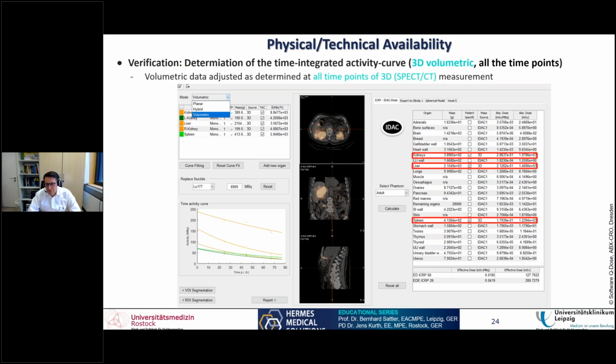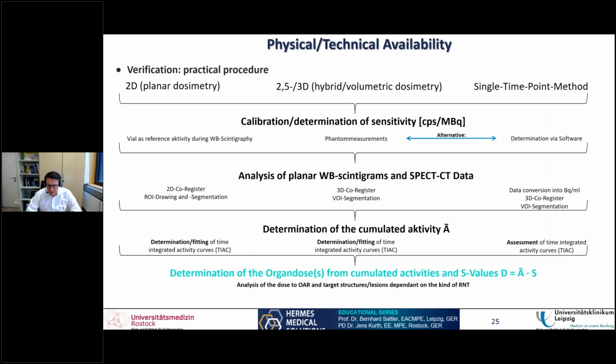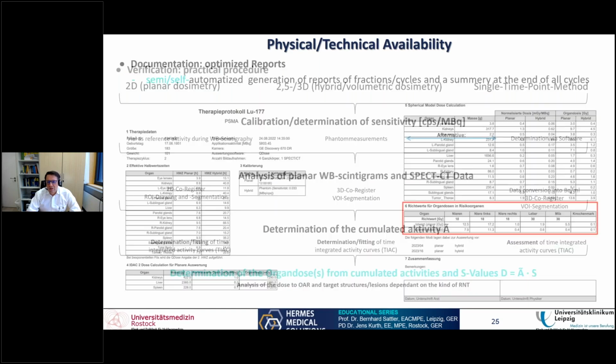That would be one of those situations, and that is actually, I guess Jens was comparing to his single time point method, or the single time point method of Henscheid, and there are more methods like that to determine what time point would be the best to determine the activity, to conclude from there the time integrated activity curve. And here we go with the determination of our organ doses from accumulated activities and S values. And that is actually our work equation of the medical internal radiation dose approach.